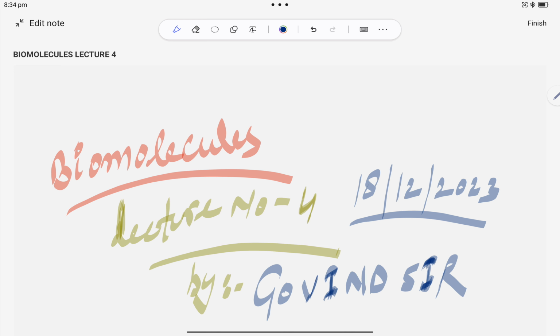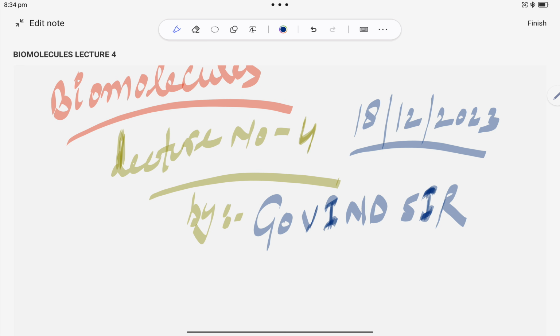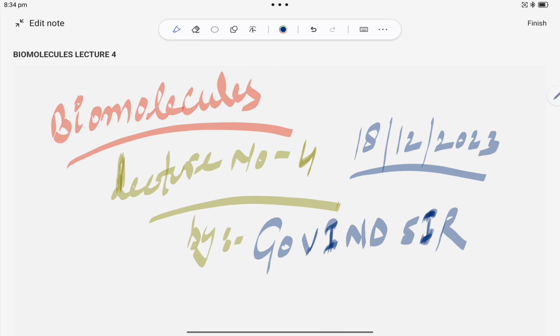In the last lecture, we discussed the cyclic structure of glucose, the Haworth representation. This is lecture number 4 in the biomolecule chapter. You can see on the screen, biomolecule lecture number 4.